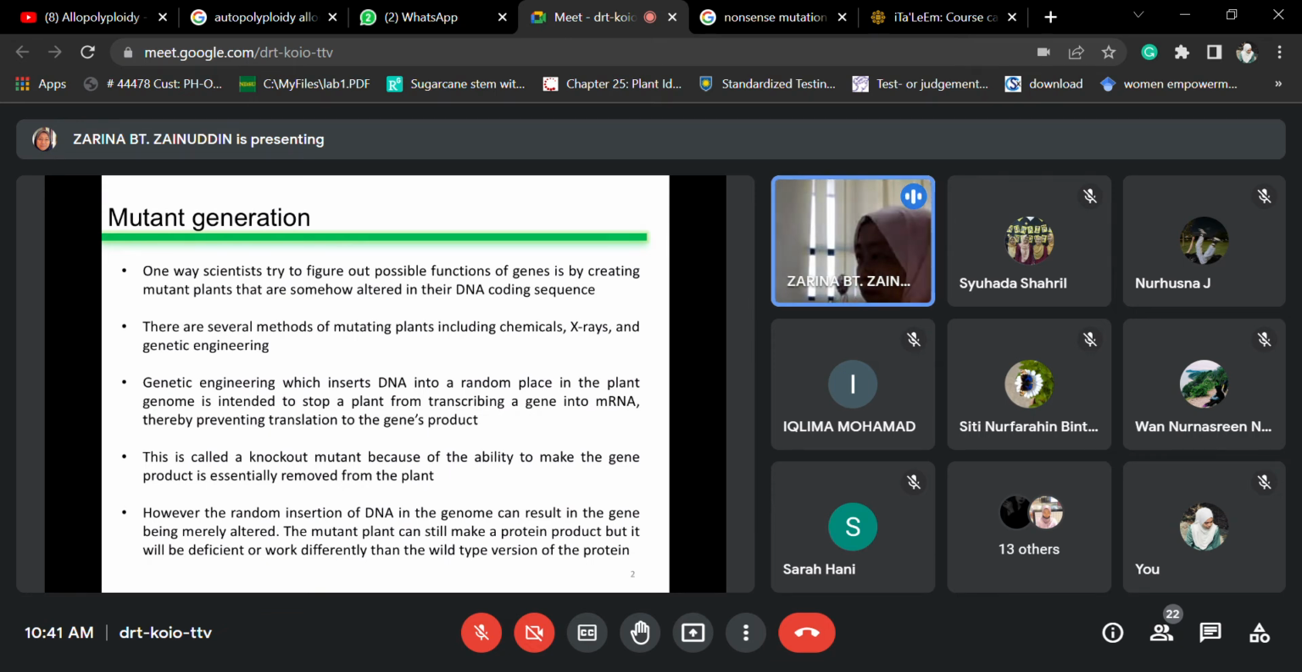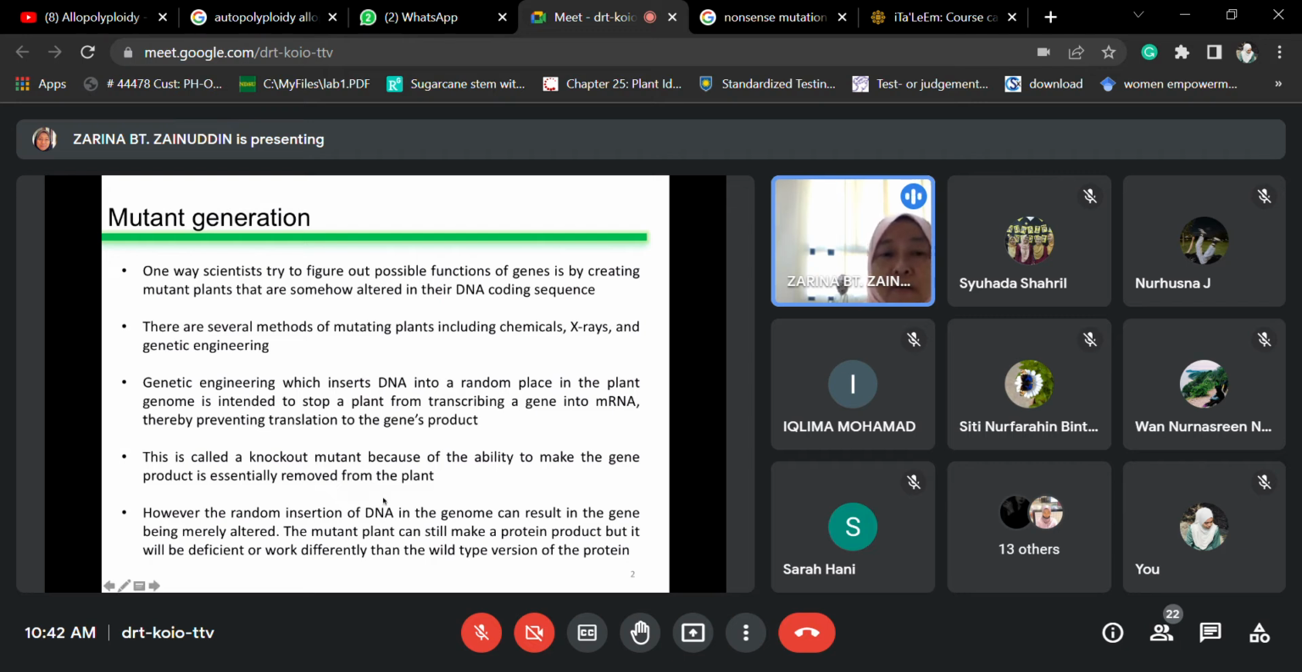Like if you look at Gusti, knockdown, knockout, like that. Okay, so we call it a knockout mutant because the ability to make the gene product is actually being removed. Now the plant cannot make the gene product because of the insertion of this DNA into the genome.